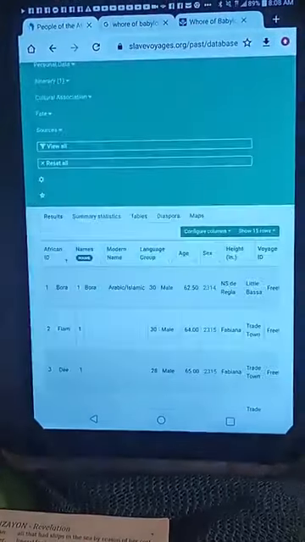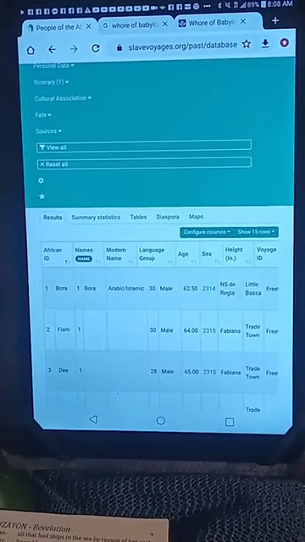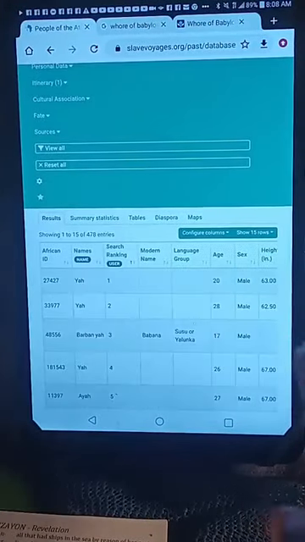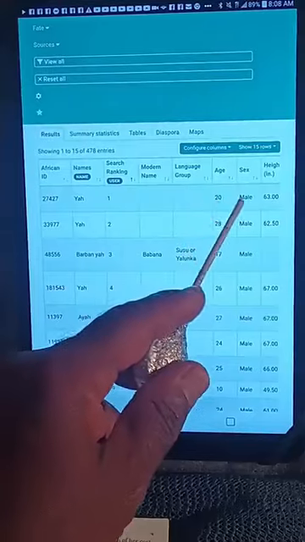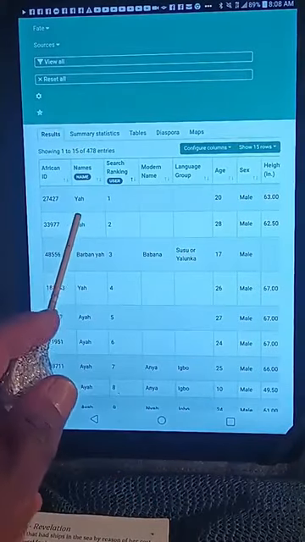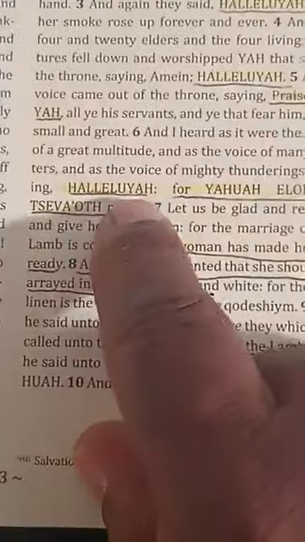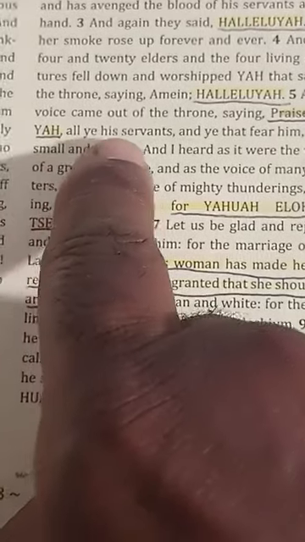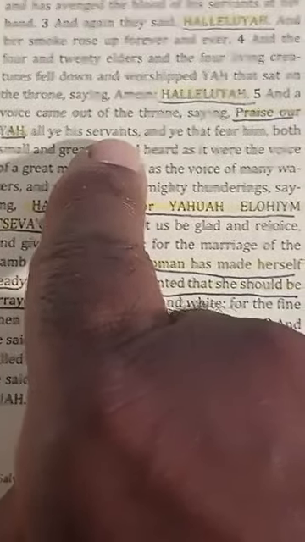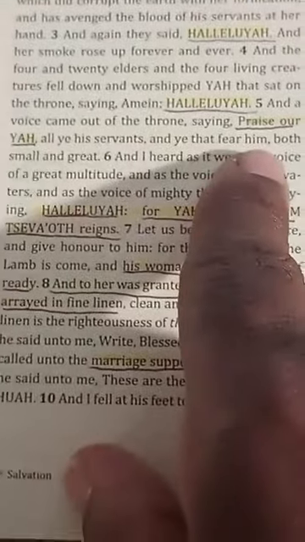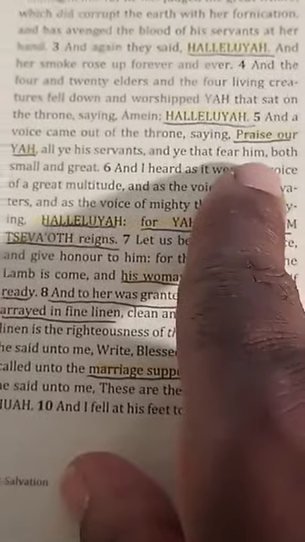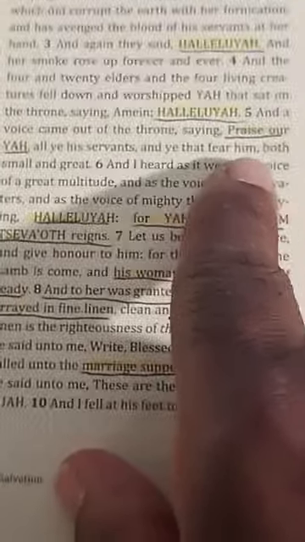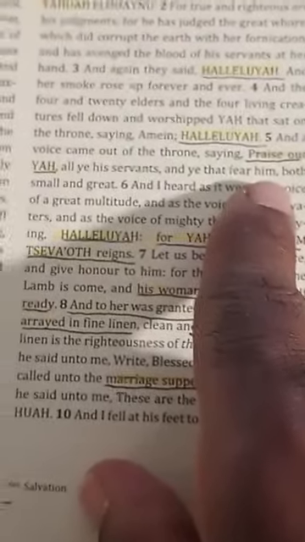Apply. So this male, he's 20 years old. His name was Yah, which goes with hallelujah, Yah, praise our Yah, all you who are his servants and that fear him. Fear him, why? Because he could leave you stuck in the 12 dungeons of torture, which we call hell, or he could help you win eternal life.